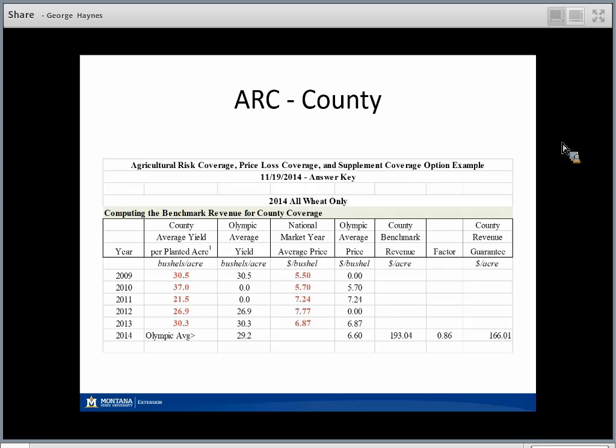Okay, so let's go ahead and take a look at this. We're going to move from left to right across this, and so hopefully you can kind of follow what I'm talking about. Okay, this is some county yield data from Montana, from a particular county. And in 2009, they got a little over 30 bushels, 30.5, 37 in 2010, and 21.5, and 11, 26.9, and 12, and 30.3 in 2013.